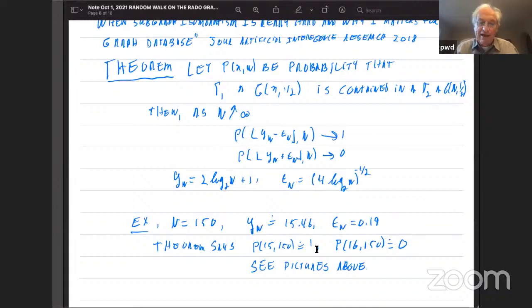And the theorem says that the chance that an Erdős-Renyi 15 occurs in an Erdős-Renyi 150 is 1, and the chance that you find the 16 is 0. And that's what happened in the pictures above.